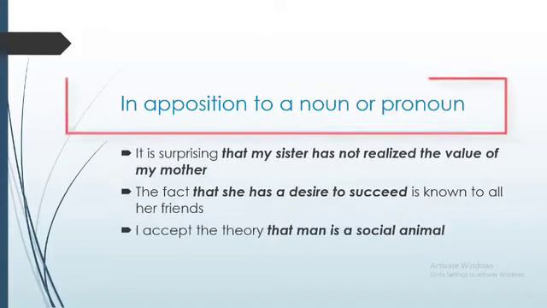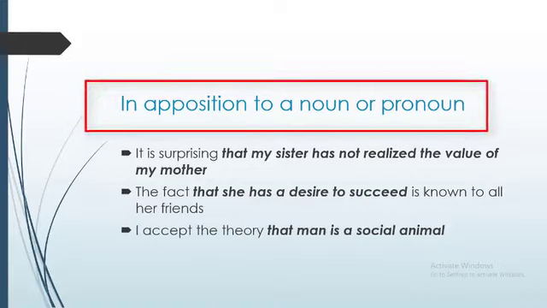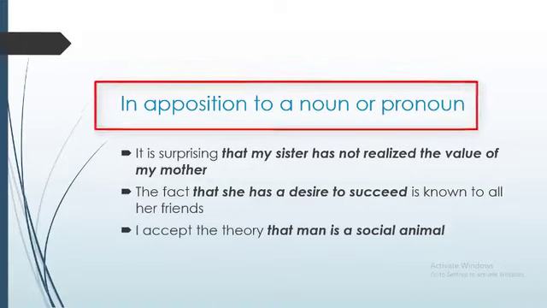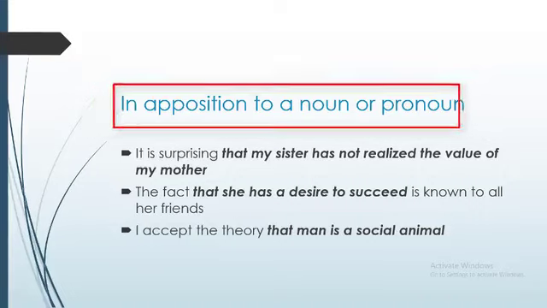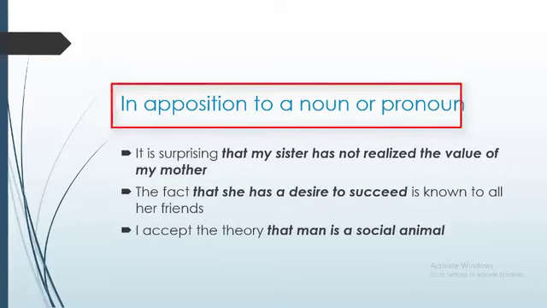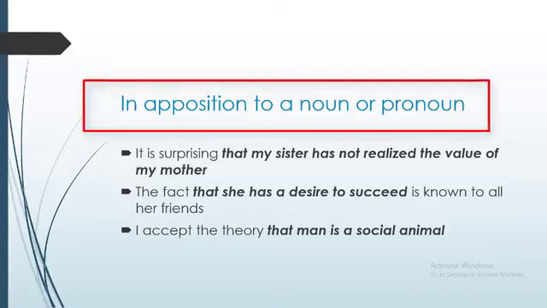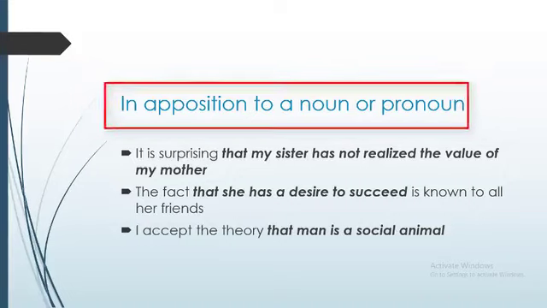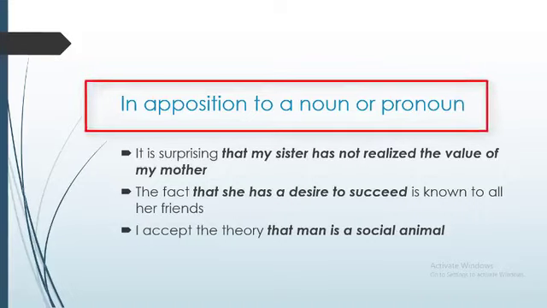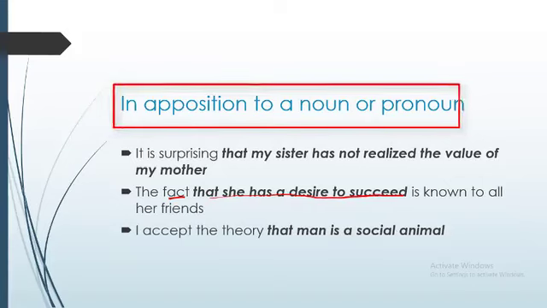Then we have it in opposition to a noun or pronoun. It is surprising that my sister has not realized the value of my mother. Alright, so this whole expression is in opposition to the noun or pronoun used in the expression. So in this case, it is the pronoun it. Okay, so what is surprising is that my sister has not realized the value of my mother. Then we have the fact that she has a desire to succeed is known to all. So this whole expression is in opposition to this fact.